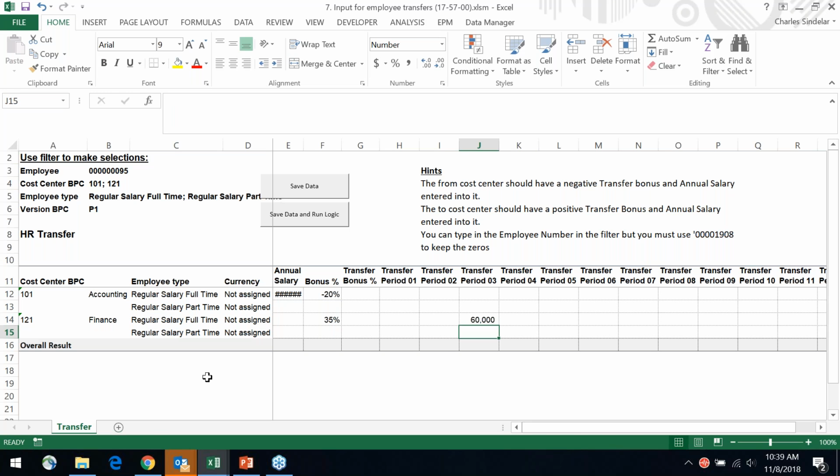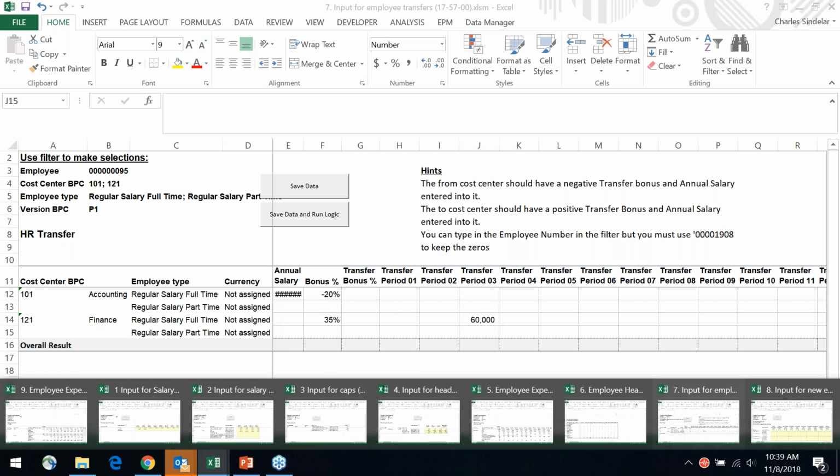The transfer happens. It gets backed out of one cost center at the plan rate, because he was on the payroll at this rate, so that all gets negated. It goes into the new transferred cost center at the new rate, and the new bonuses and all the benefits calculate through at the new rate. Okay.